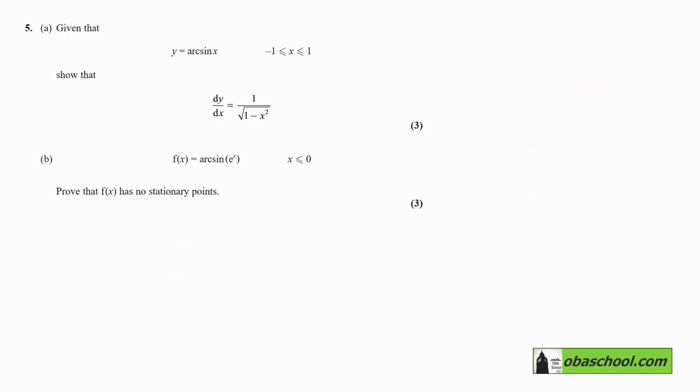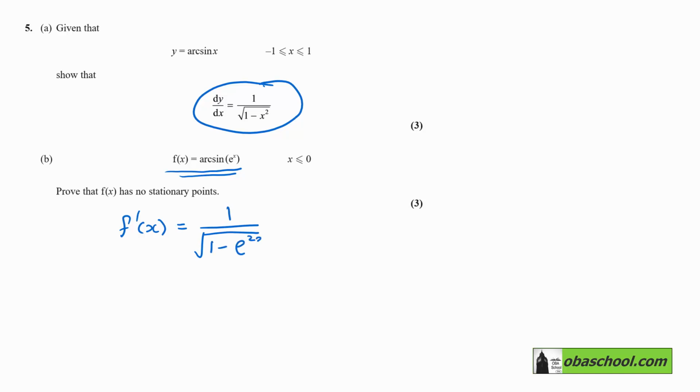Now in part B we've got f of x is arcsine e to the x. Prove that f of x has no stationary points. So we want to look at the first differential. We have this, and we know the chain rule. So we're going to have 1 over the square root of 1 take away e to the 2x, which is e to the x squared. And then you have to multiply by the differential of the inside function. So that's e to the x.